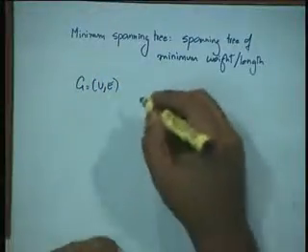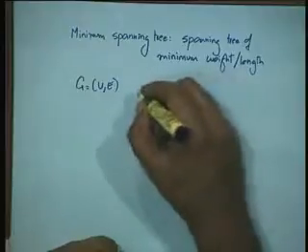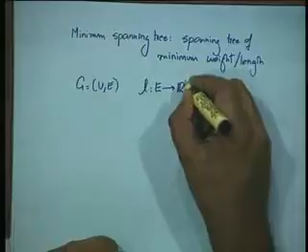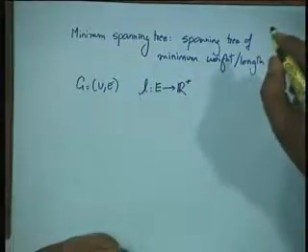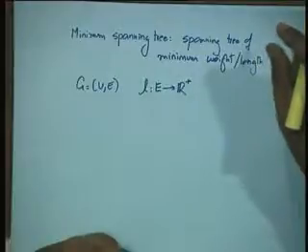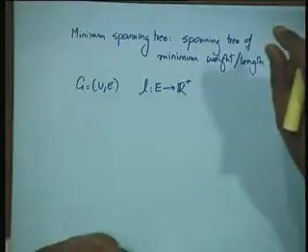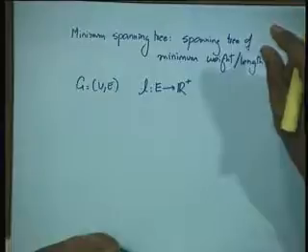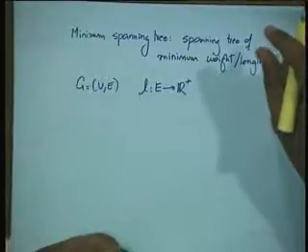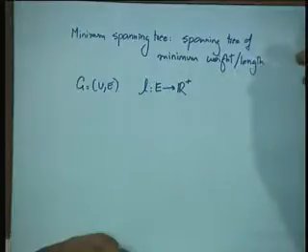We are not just given the graph, but we are also given a length function on the edges of the graph. Let me assume the lengths are non-negative reals. So, every edge has a length now, every edge has a length.